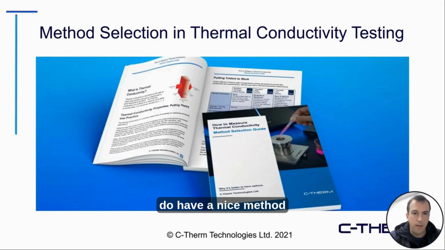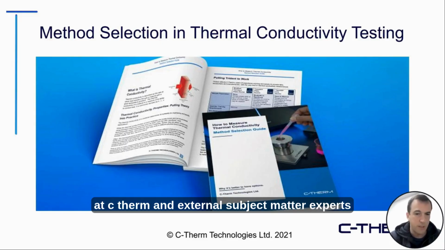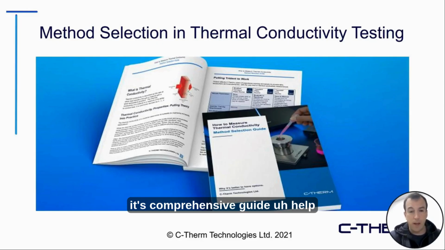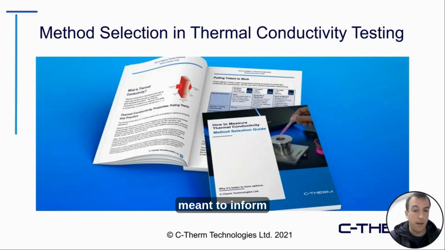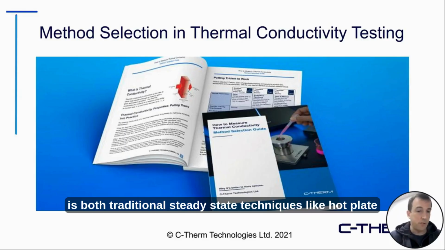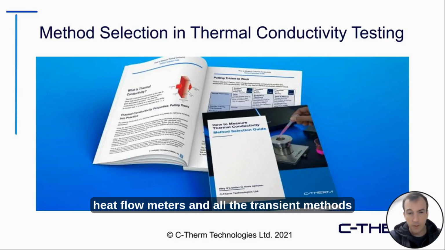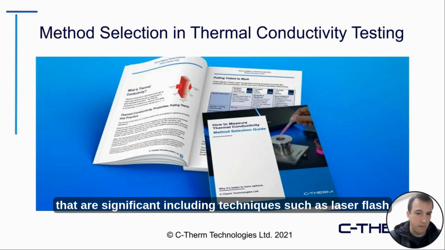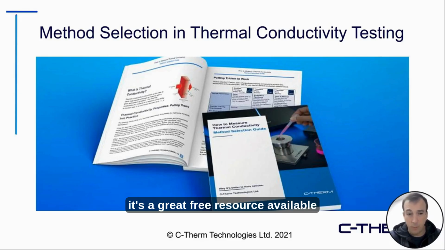We do have a nice method selection guide available. It's been co-authored with researchers at C-Therm and external subject matter experts. It's a comprehensive guide meant to inform which methods should be applied for different application areas. So this covers both traditional steady state techniques like guarded hot plate and heat flow meters, and all the transient methods that are significant, including techniques such as laser flash. It's a great free resource available for download.